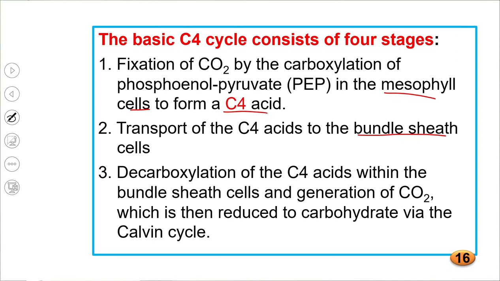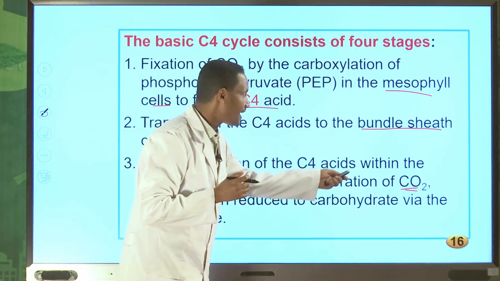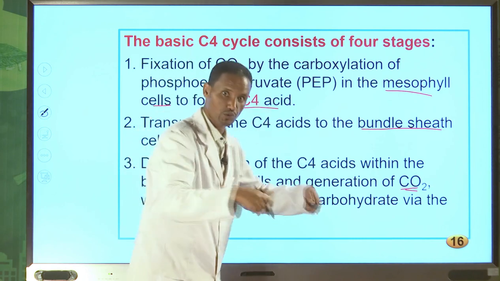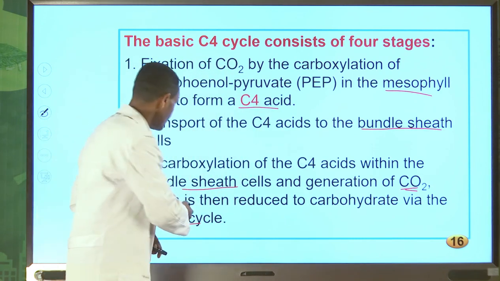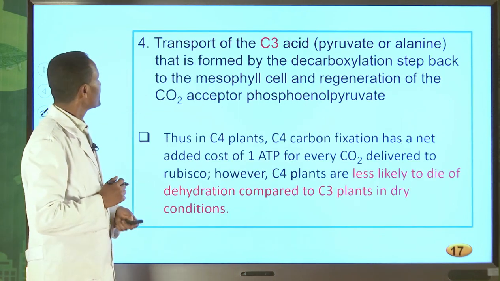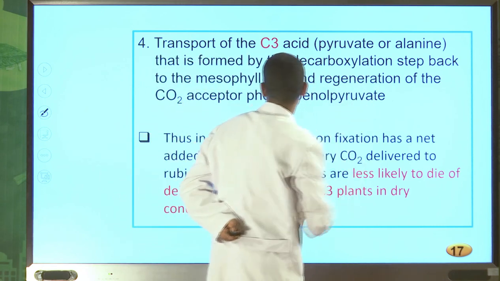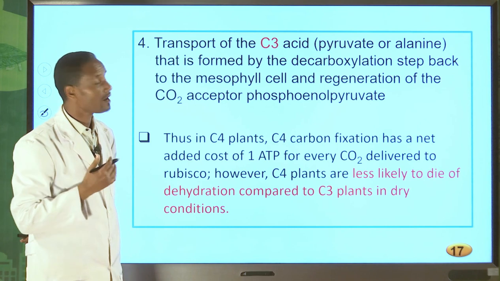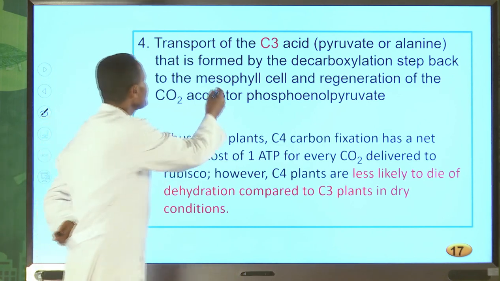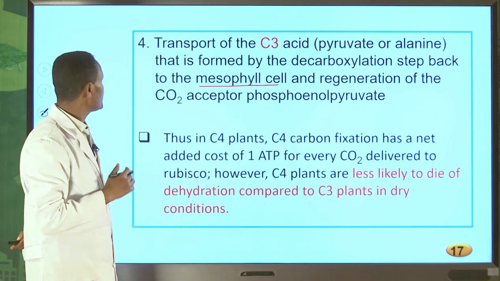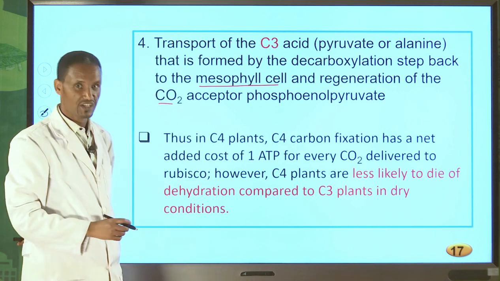Then decarboxylation of carbon-4 acid within the bundle sheath takes place, and it generates carbon dioxide inside the bundle sheath, which is then reduced to carbohydrate via the Calvin cycle. Once the number of carbon atoms found in the carbon-4 acid is reduced to carbon-3, it can enter the Calvin cycle. The fourth step is transport of the carbon-3 acid, which is pyruvate or alanine formed by the decarboxylation step, back to the mesophyll cells and regeneration of the carbon dioxide acceptor phosphoenol pyruvate.